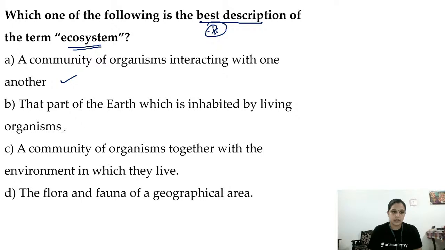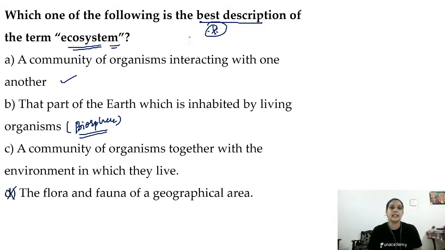Community of organisms interacting with one another might seem right. That part of Earth is nothing but the biosphere. So we have different spheres, right? Atmosphere, lithosphere, and hydrosphere. We have the biosphere also. That is the definition. B is the definition of biosphere. The flora and fauna of a geographical area will not come. So the first statement might be the answer, or the third statement.